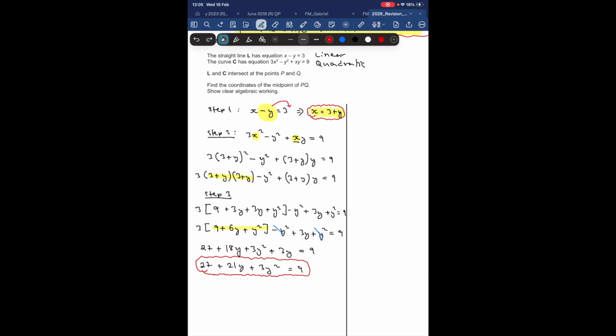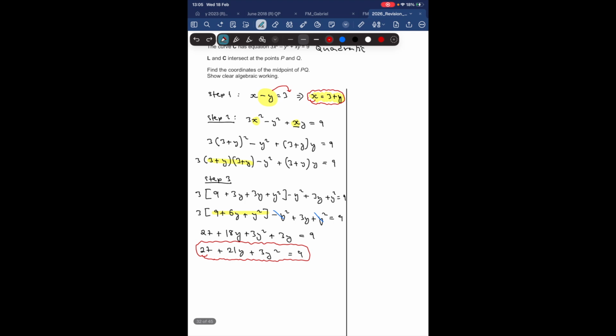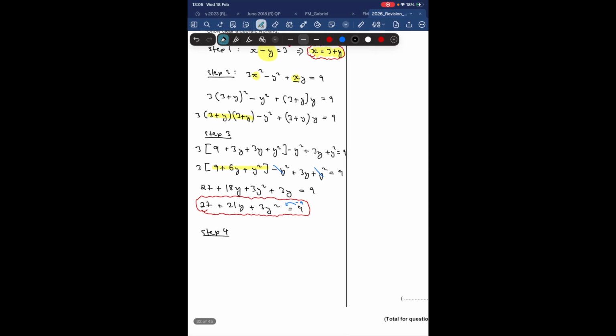Now, with a quadratic equation, the right-hand side of the equation has to be 0. So we need to bring that 9 over to the left-hand side, so it becomes a minus 9. And I'm going to tidy that up and put that into step 4. So step 4 is basically making the quadratic equation that we're familiar with.